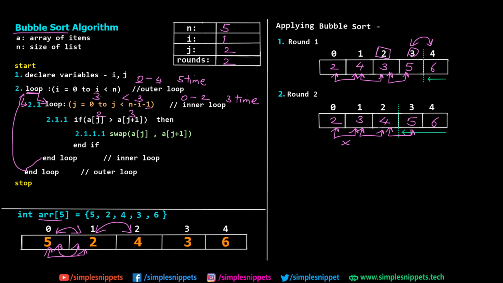And now the condition becomes false because 3 is not less than 3. So we come outside the inner loop. We come at the end of the outer loop. We go at the start of the outer loop, and now i becomes 2. Which means now we are beginning with the third round.